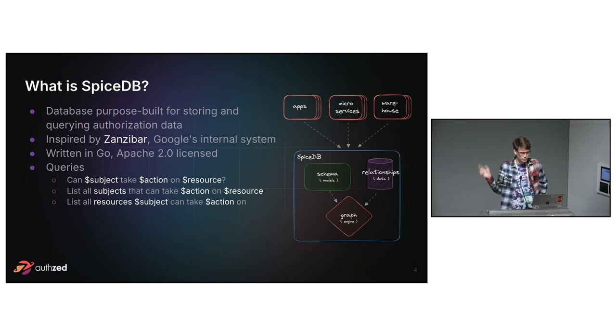So what we do is we're an open source database written in Go. It's Apache 2.0 licensed. And we are purpose-built for storing and querying authorization data. So it's not a general purpose database. This is just a database specifically for querying whether or not a particular user or entity has access to perform an action on another entity.